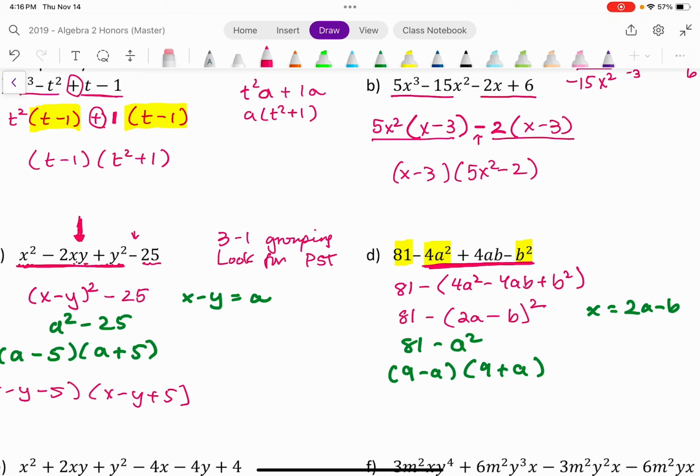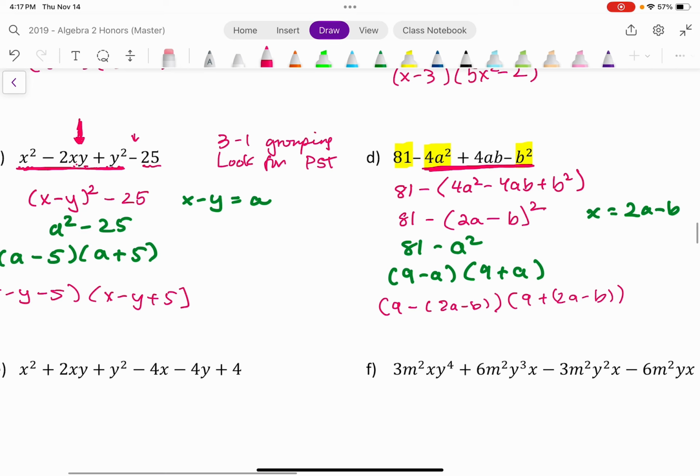But now you have to be careful because you have 9 minus 2a minus b, like that, and 9 plus 2a minus b. And then, okay, we have to polish. We don't have a parenthesis and a parenthesis. We distribute the negative. That gives me 9 minus 2a plus b and 9 plus 2a minus b. If you multiplied those back together, they would work.